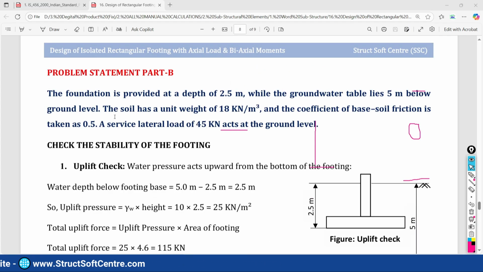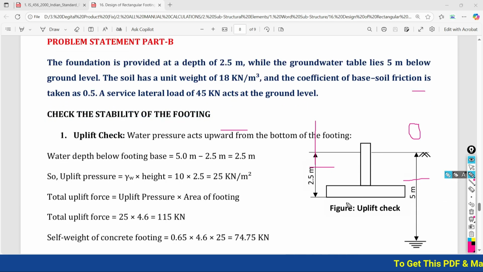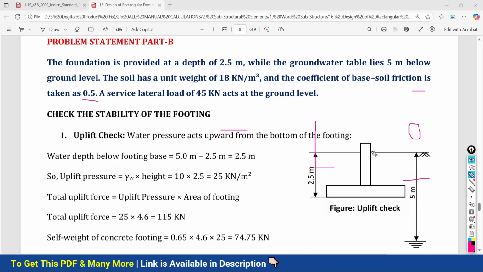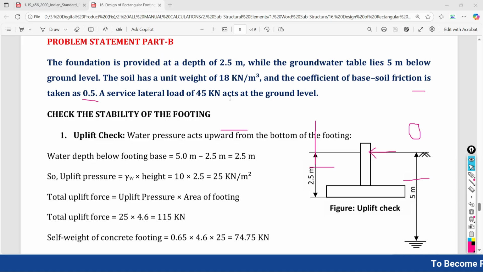This is the second thing. And the third thing, we are given that the unit weight of the soil is 18 kilonewton per meter cube and the coefficient between the base of the footing and the soil, that is the frictional coefficient, is 0.5. A service lateral load of 45 kilonewton acts at the ground level. At the ground level there is a presence of lateral load as well. In our problem statement A, we were not given all this data. As per problem statement A, our footing was subjected to only the gravitational load. There was no presence of lateral load.